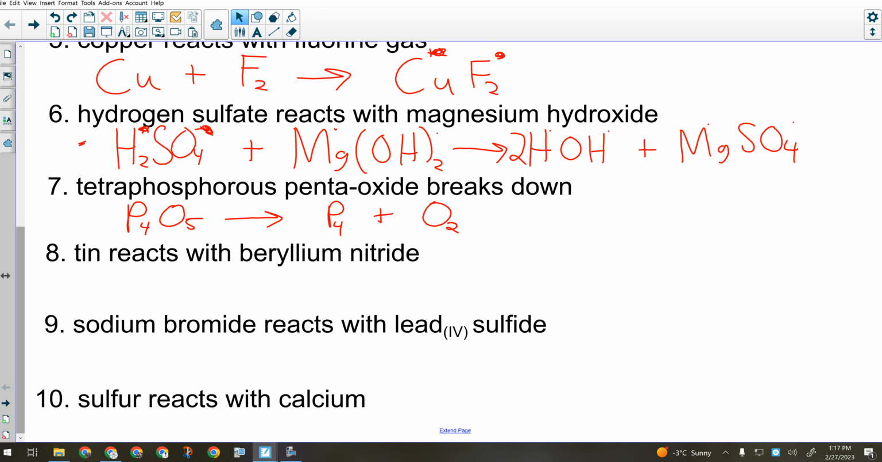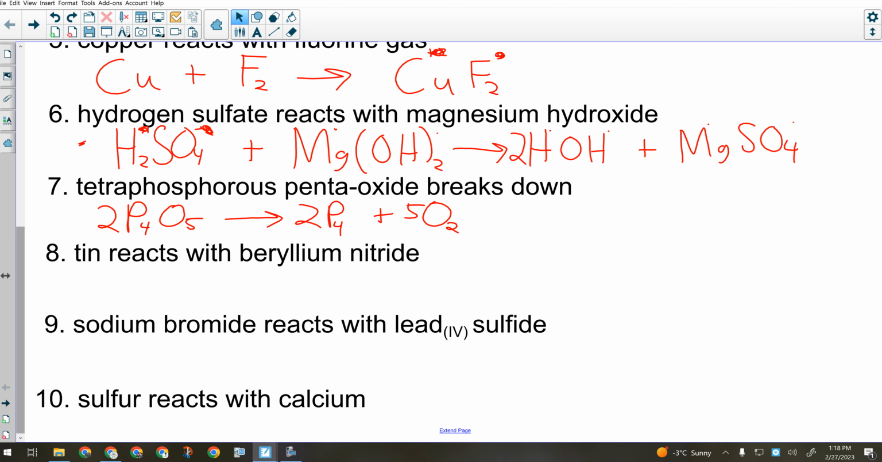The phosphorus is already good, but the oxygens are not. So the lowest common multiple of 5 and 2 is 10. That ought to do it there. Okay, questions on that one?